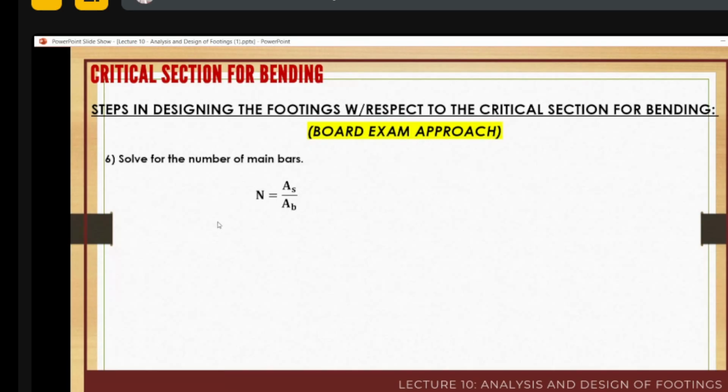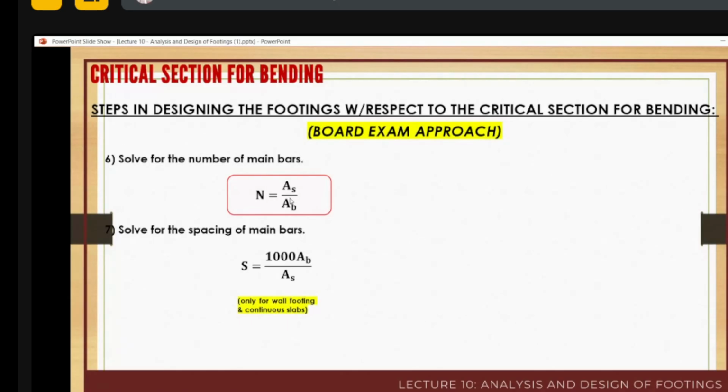So in the sixth step, solve for the number of main reinforcement. To solve for the number of main bars, you have to determine the area of the steel bars divided by the area of one bar. Your spacing of the main bar is equal to 1,000 times the area of one bar, for your footing, divided by the area of the steel bars.